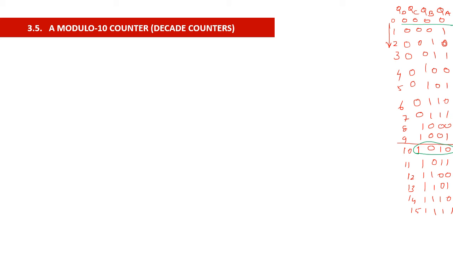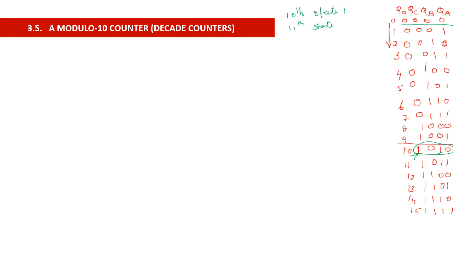You can see that when the 10th state is occurring, QD is high and QB is high. We need only from 0 to 9. That is, when the decimal number is 10, that is the 11th state.